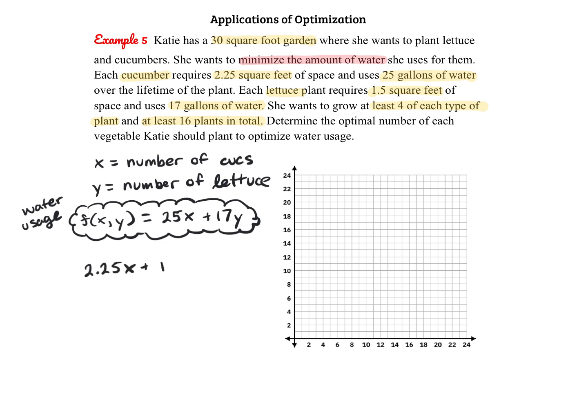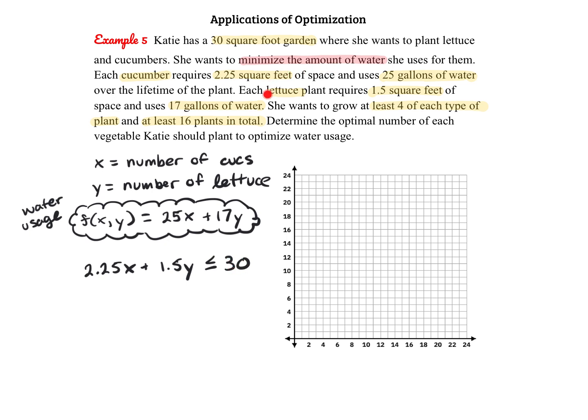And the lettuce takes up 1.5, and then you multiply by the number of lettuce. And again, that needs to be less than or equal to 30 because she cannot go more than her garden. She can go less than her garden, but she can't go over 30 square feet.